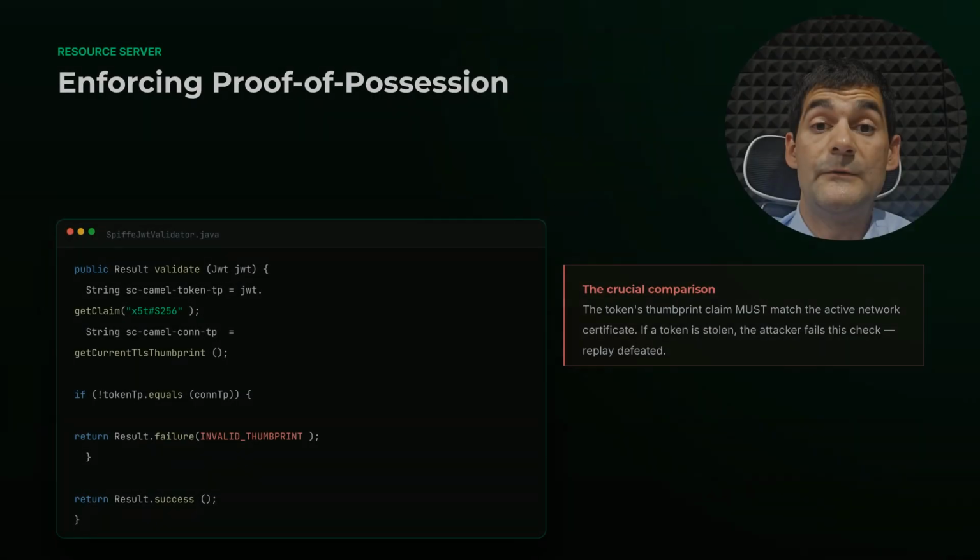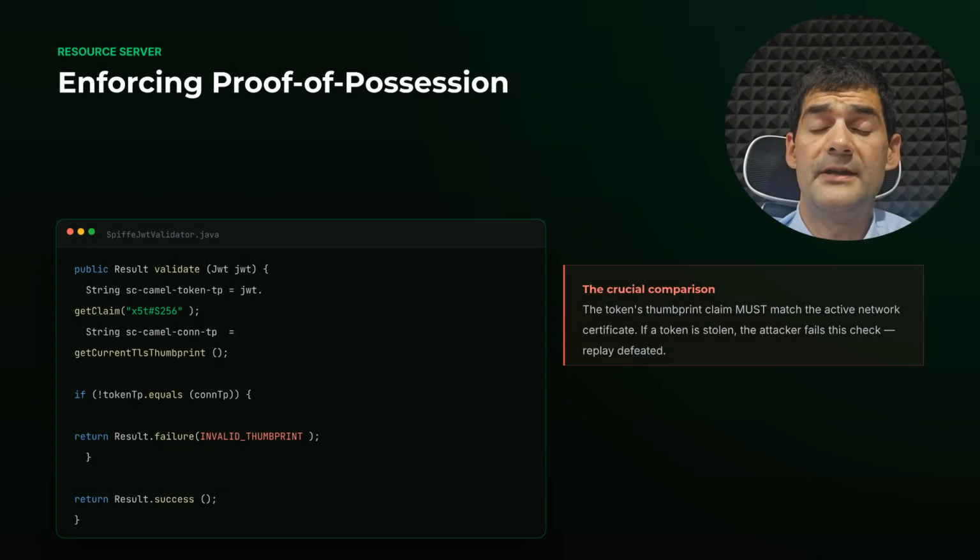Then verification is two steps. When a resource server gets the token, first it checks the JWT signature. Was this tampered with? Was it issued by someone we trust? Second, it pulls that thumbprint claim out of the token and compares it to the certificate on the current connection.